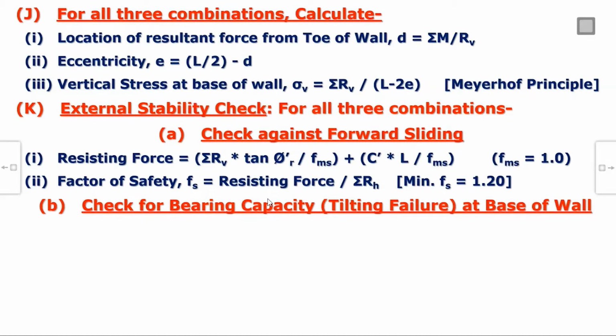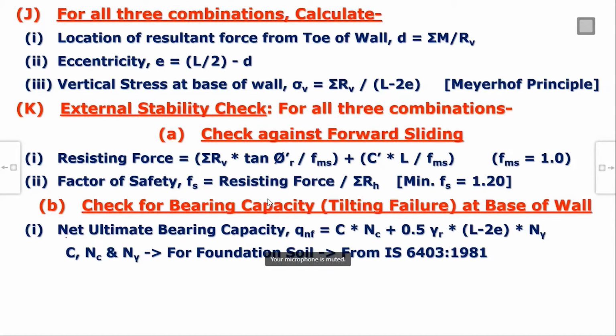Then check for bearing capacity or tilting failure at the base of wall. For that, first we will calculate net ultimate bearing capacity. This formula is given in our IS code also. There are 3 components, NC, NQ and N gamma. NQ we neglect in this case. We only take NC and N gamma. Net ultimate bearing capacity formula in IS code: C into NC, NC is bearing capacity factor, plus 0.5 gamma R multiplied by L minus 2E, that is the area in which it is working, and N gamma is again bearing capacity factor.